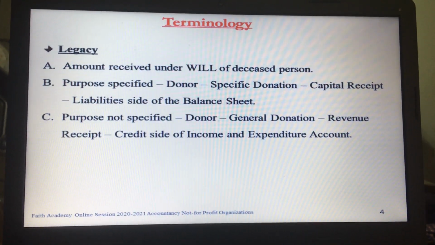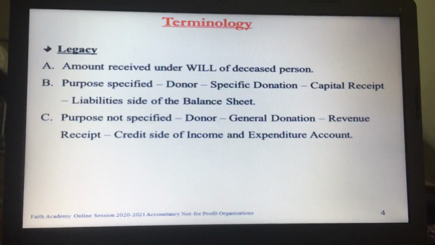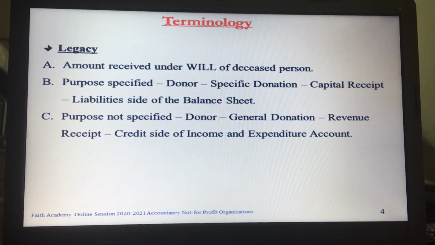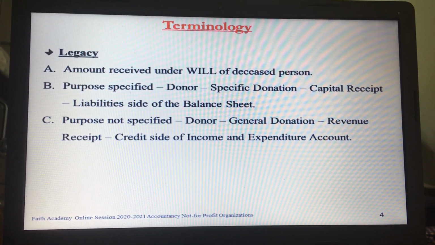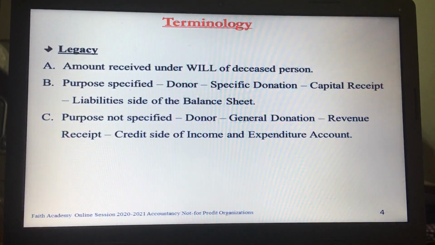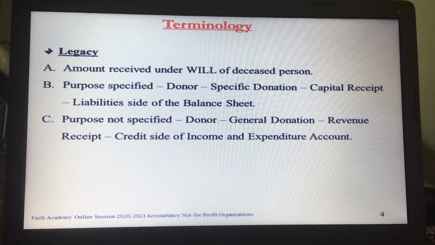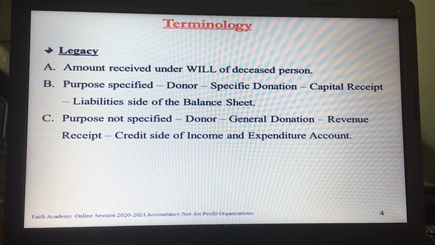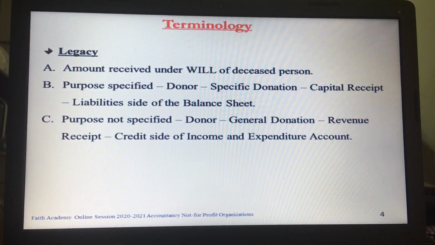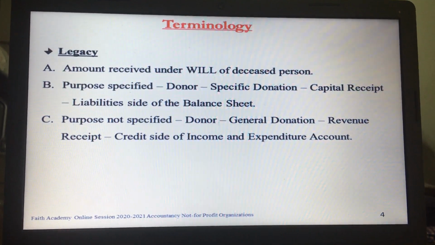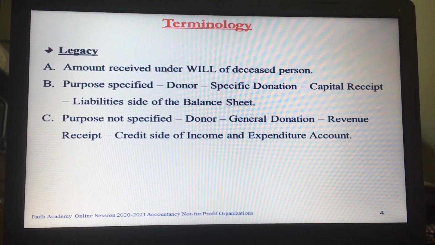If the purpose is specified by the donor, it will be treated as a specific donation. Specific donation, irrespective of the big or small amount, will be treated as a capital receipt. And this capital receipt will go to the liability side of the balance sheet of the organization. If the purpose is not specified by the donor, it will be treated as general donation irrespective of the amount. General donation will be a revenue receipt and it will be shown on the credit side of income and expenditure account.